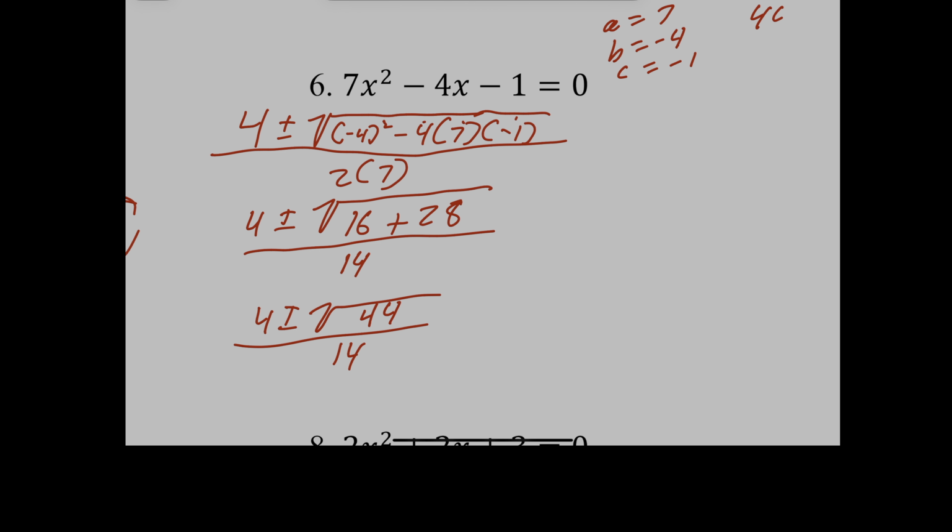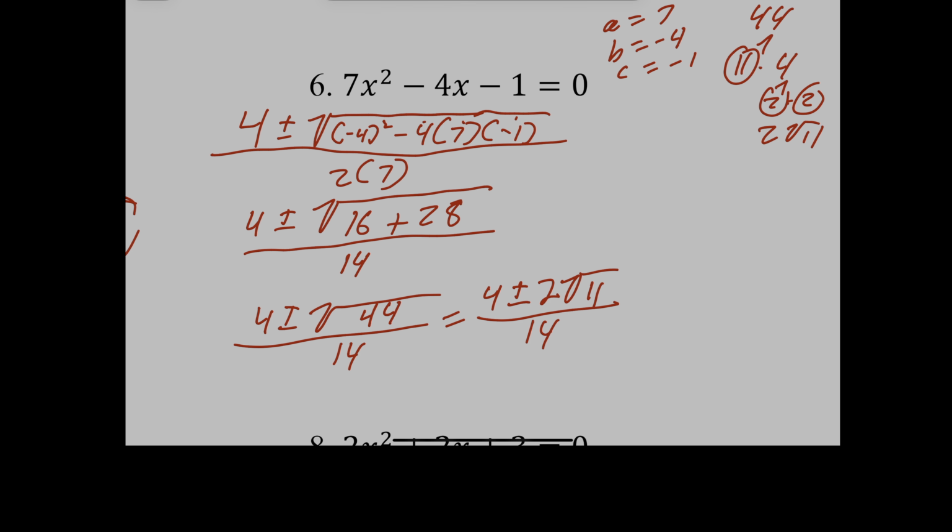I bet I could break down 44, but that's going to be 11 times 4. I can't break down 11. That's a 2 times 2, so 2 root 11. So that turns into 4 plus or minus 2 root 11 over 14. This one I think is going to be a little bit easier to split. So I'm going to write 4 over 14 plus or minus 2 root 11 over 14.